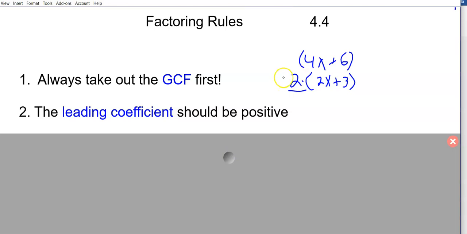That leading coefficient should always be positive. So that was 4x. That would be okay. But if you had a negative there, you want to take out a negative. Even if that's just taking out -1, you always want that leading coefficient to be positive.